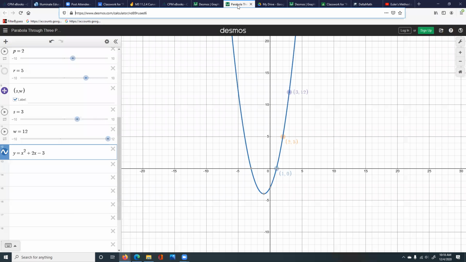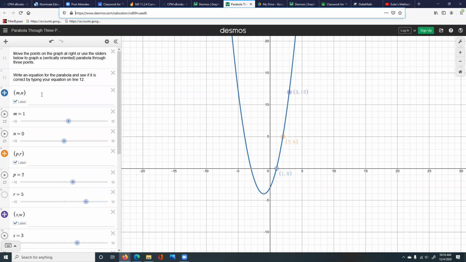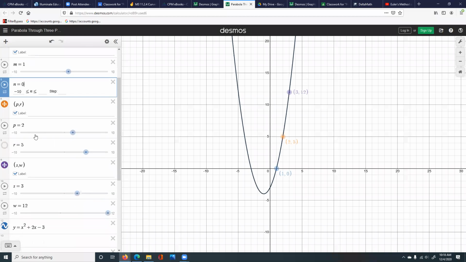So I opened Desmos and it comes to a page like this. And instead of changing the m, n, you know, the first point was 1, 0. So I changed m here to 1. I changed n to 0. And then the second point was 2, 5. So I changed p to 2 and r to 5. And I'm showing you how to do this so that you could use this tool if you needed to for your project or for your homework or whatever. The last point was 3, 12. So I'm going to put 3, 12 here.